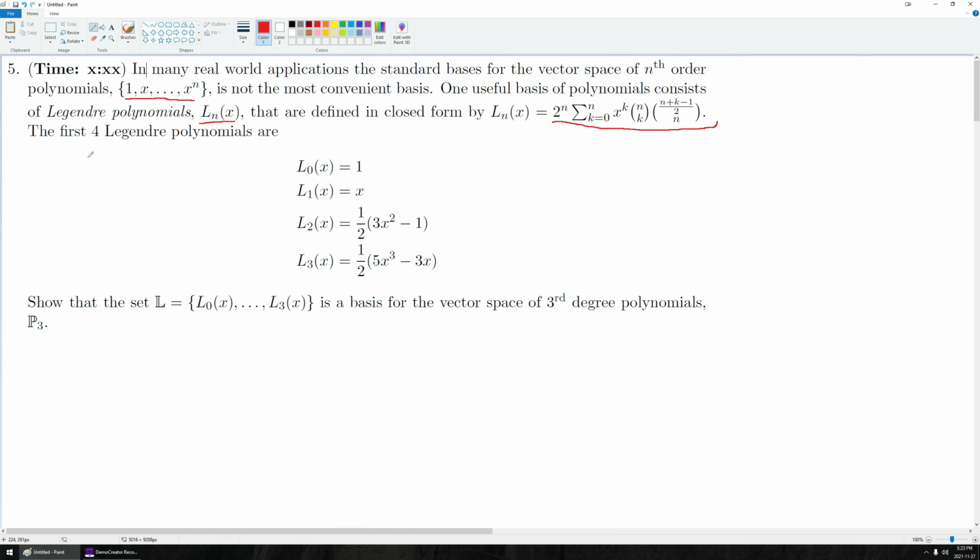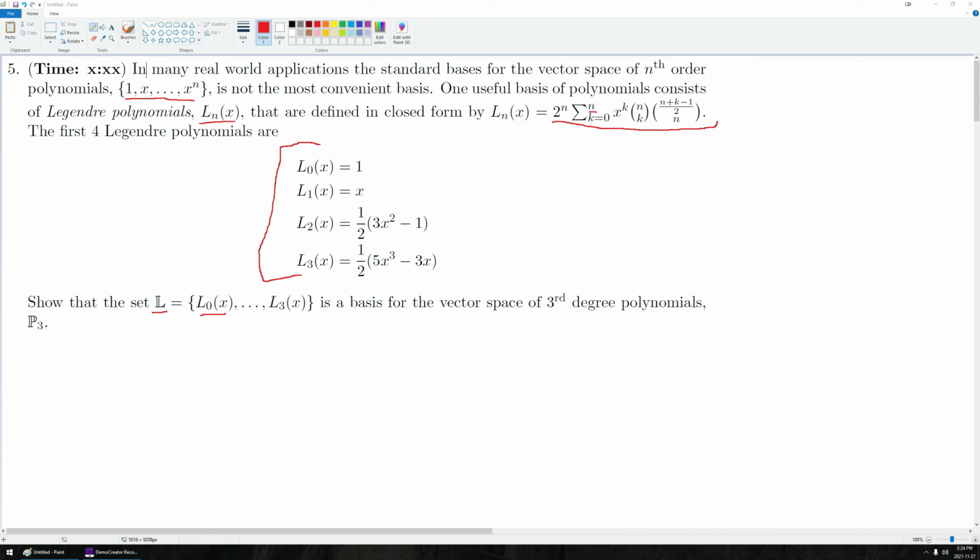Okay, so to be concrete, the first 4 Legendre polynomials are given by this here. So if you plug in the values for n here and compute these terms, the first one, if you do n is equal to 0, is this. If you plug n is equal to 1, you get a sum, and that sum just simplifies to x. If you plug in 2, the sum simplifies to this, and if you plug in 3, the sum simplifies to this. So here we're asked to prove that this set L, consisting of Legendre polynomials 0 up to the third one, is a basis for the vector space of third degree polynomials P3.